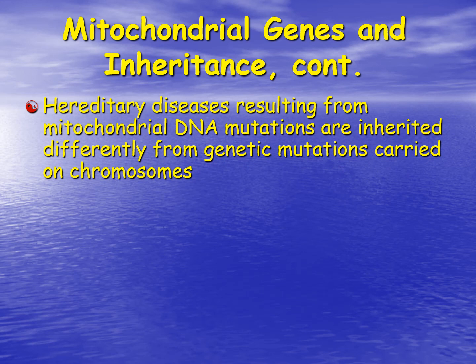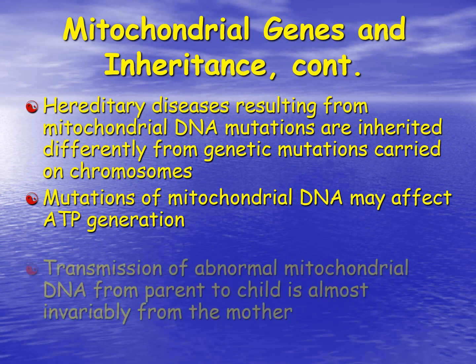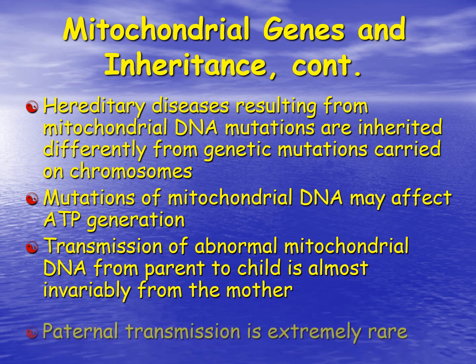Hereditary diseases resulting from mitochondrial DNA mutations are inherited differently than genetic mutations carried on the nuclear chromosomes. Mutations of mitochondrial DNA typically tend to affect ATP production and nothing else. Transmission of abnormal mitochondrial DNA from parent to child is always from the mother. Very few rare cases have been seen of any paternal mitochondrial DNA inheritance.